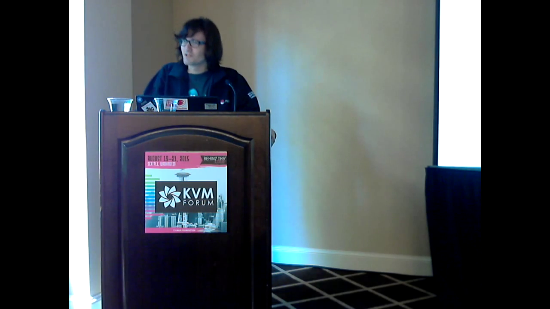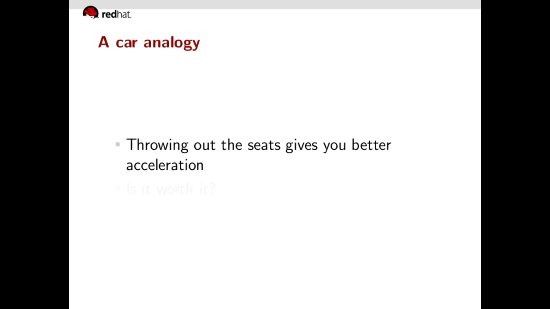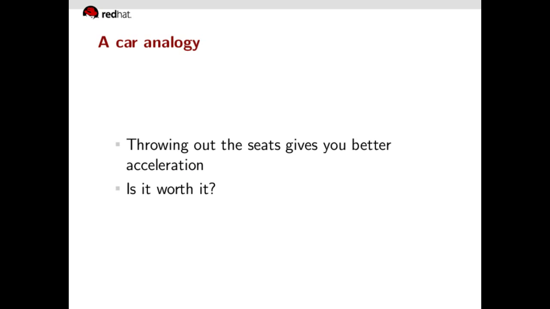So you can think really hard about whether you really, really need the features qcow2 provides. And, well, maybe you can get away without them, so maybe you can go for raw in that case. But choosing a car analogy, because we all know car analogies are the best way of explaining everything, it's like throwing out the seats in order to gain more acceleration. So you can go around in your car with more speed, but you're standing up, which sounds like a horrible idea. So the question is whether it's really worth it.